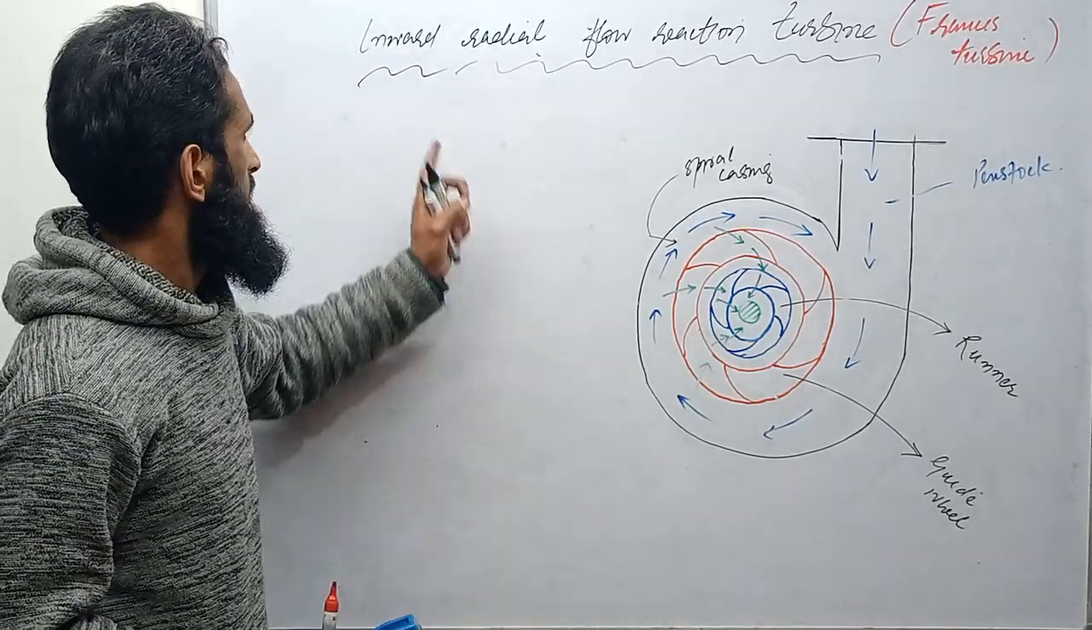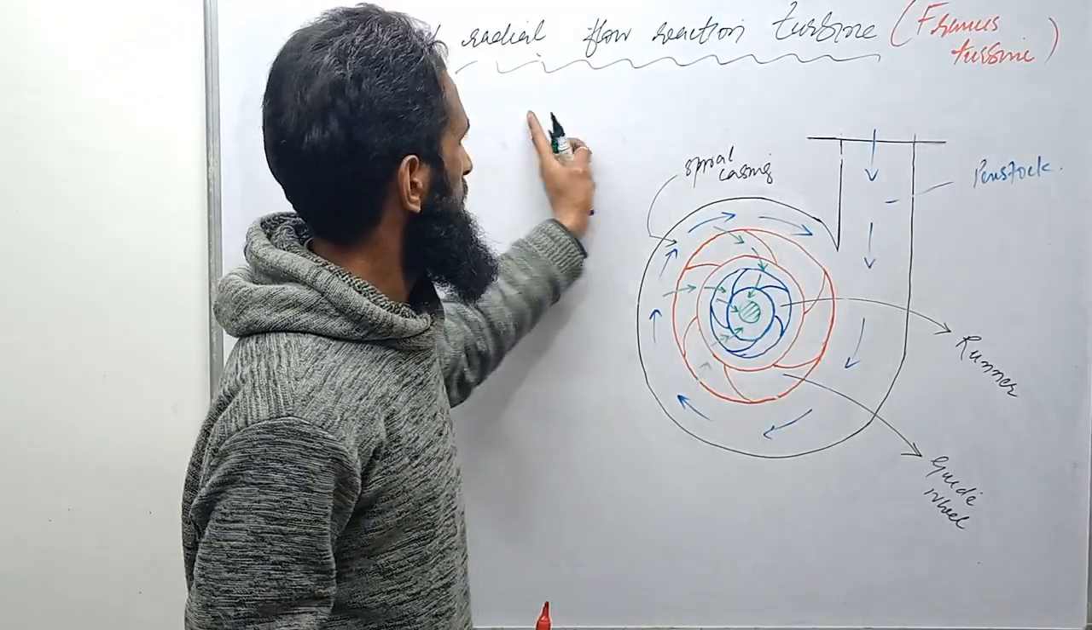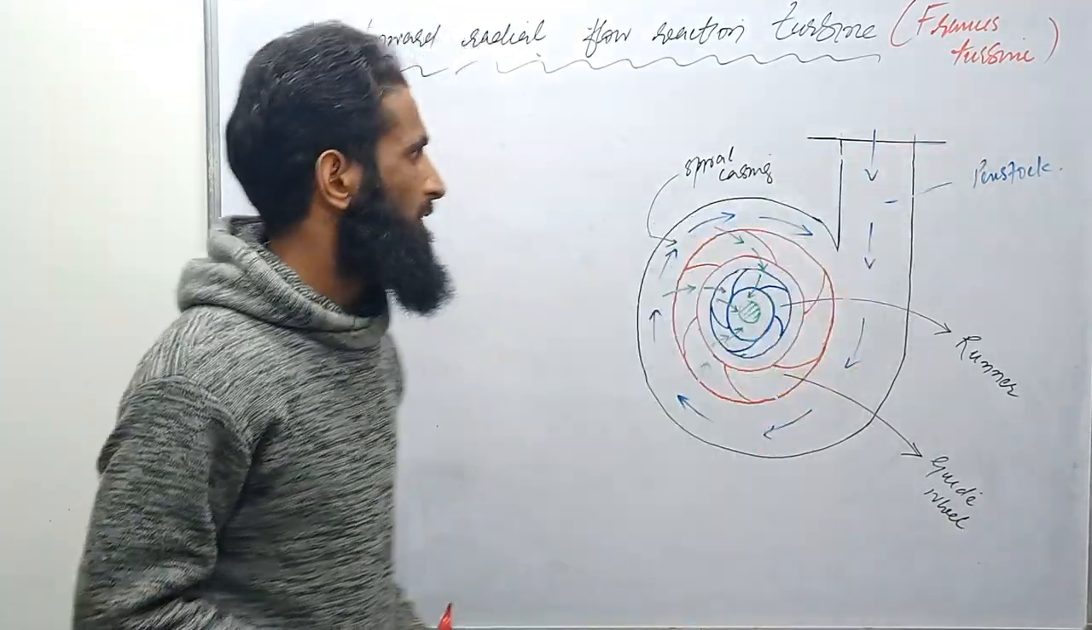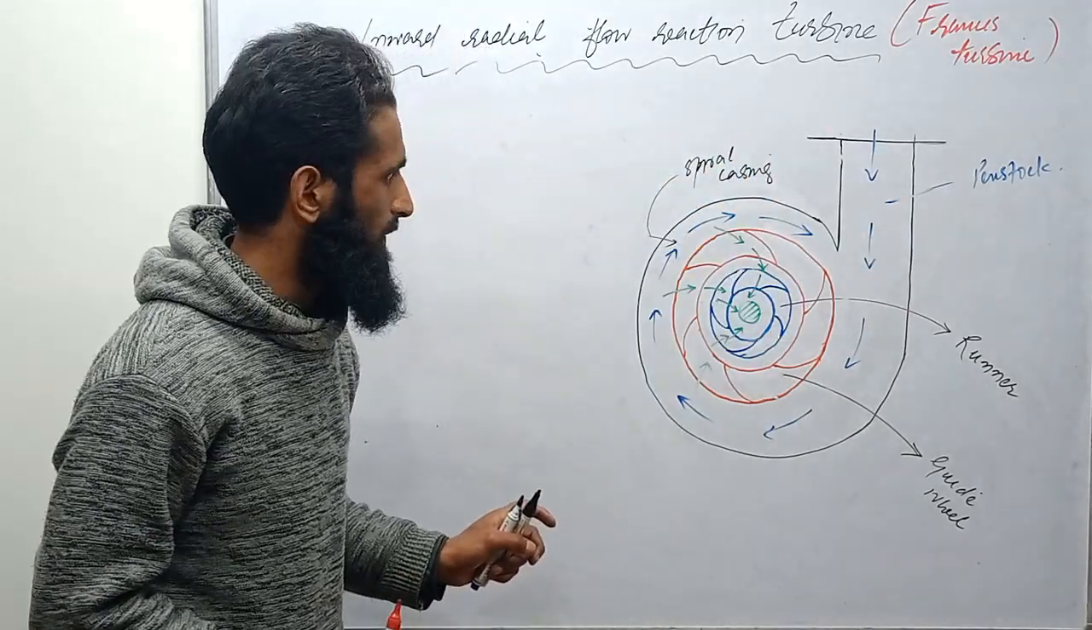Today we are going to study inward radial flow reaction turbine. And one of the examples of inward radial flow reaction turbine is Francis turbine. Okay, so this is the whole setup of inward radial flow reaction turbine.